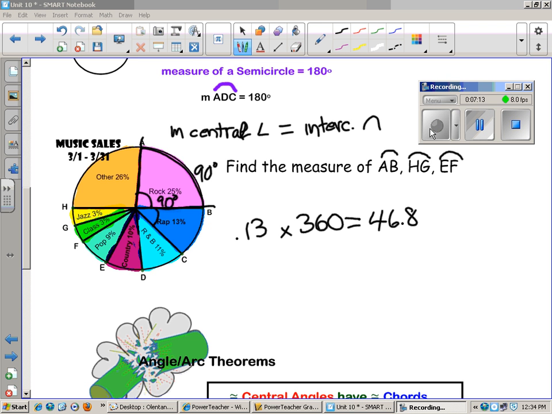Okay, does that make sense? How we change those percentages into degrees? You probably did this in 7th grade when you were learning how to do circle graphs. You probably did it backwards. You figured out what the degrees were with a protractor, and then you turned it into a percent.